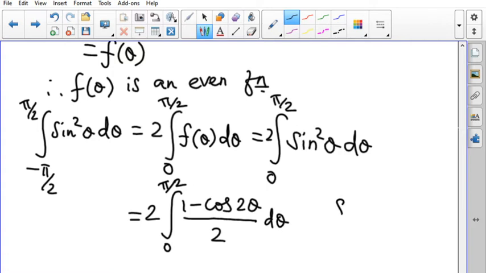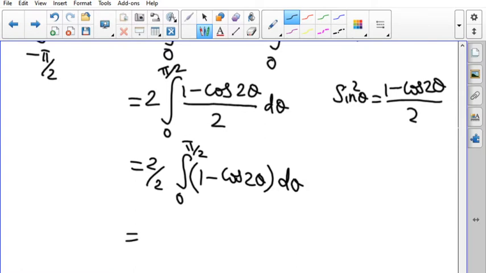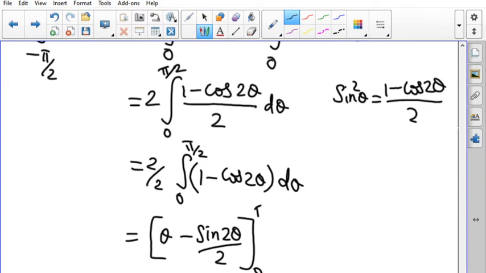So we apply the formula 1 minus cos 2 theta divided by 2 for sin square theta. Now if we take the 1 by 2 outside, the 2 and 2 cancel, and we get integral 0 to pi by 2 of 1 minus cos 2 theta d theta. Now let us integrate. Integrating 1 gives theta, and integrating cos 2 theta gives sin 2 theta, divided by 2 since it is 2 theta. Okay, so the limit is from 0 to pi by 2.